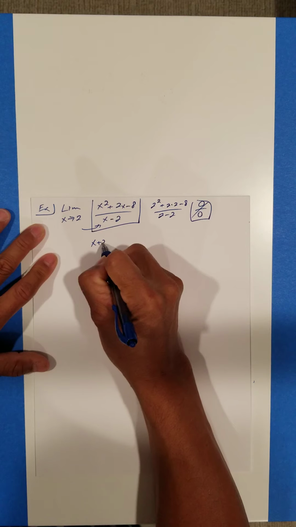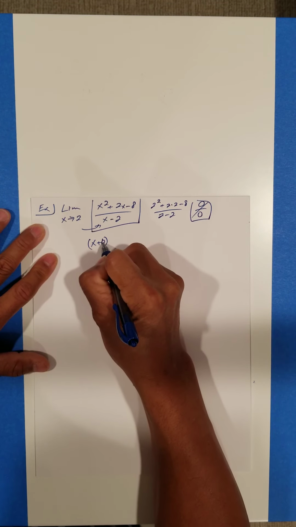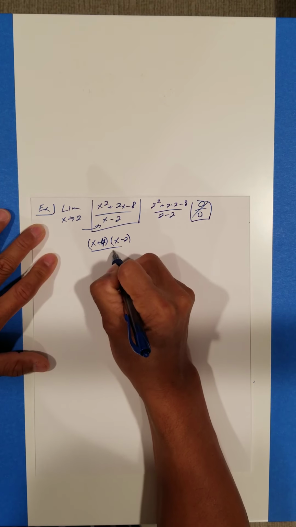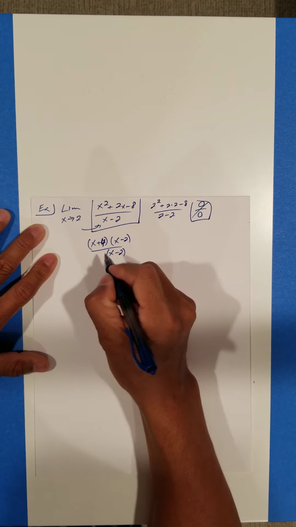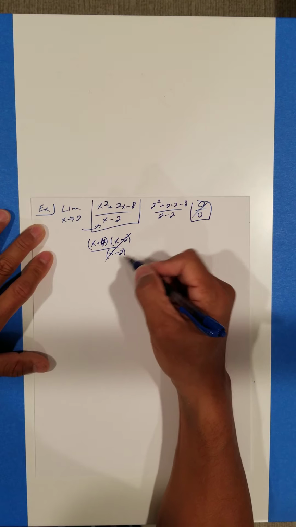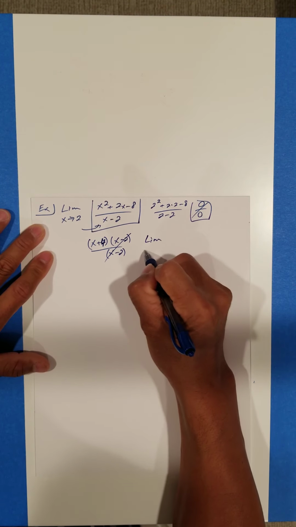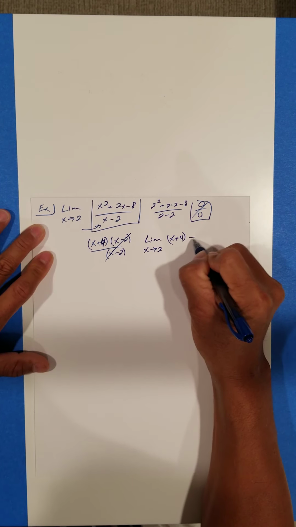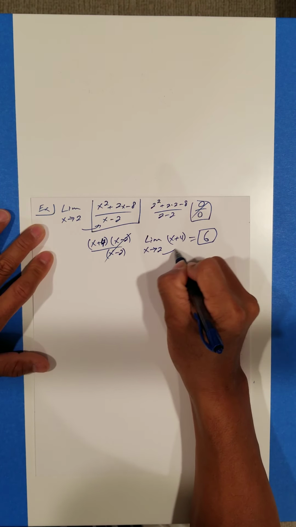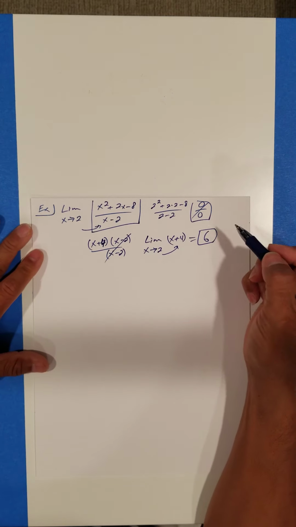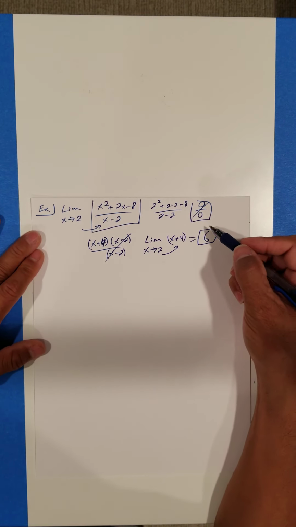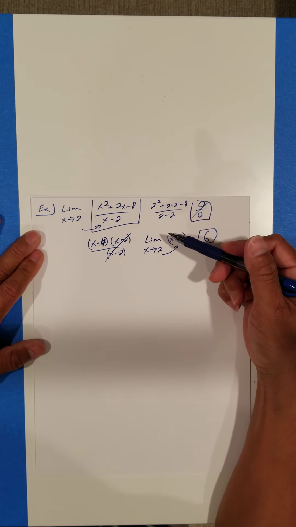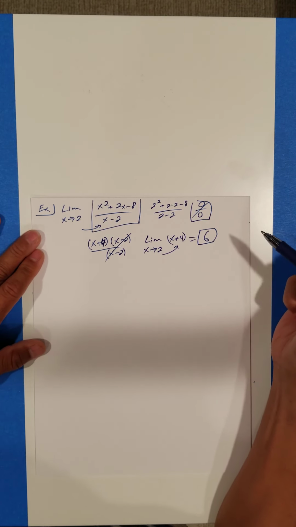So (x plus 4)(x minus 2) on top, and x minus 2 on the bottom. Now we notice that these cancel out. Now it's the limit as x approaches 2 of x plus 4. So we get 6. Whenever you get a 0 over 0, that's something to be aware of. That tells you that you should be able to factor it or rationalize it and get the new limit.